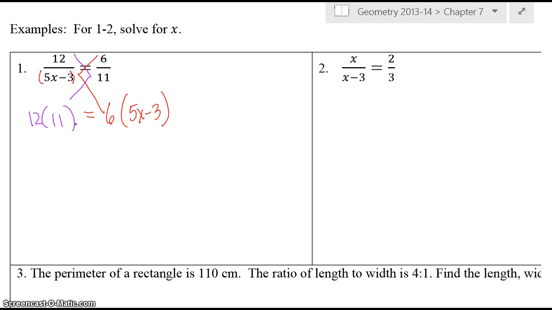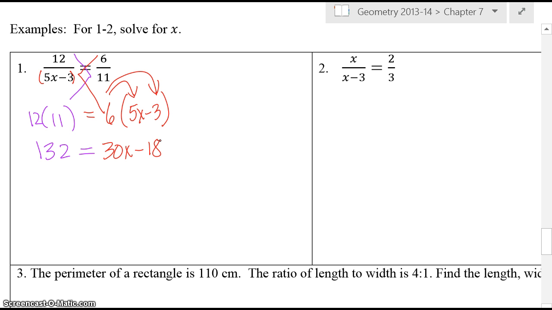Okay, somebody help me out. 12 times 11, what do we get? That's 11 times 11 is 121. So what would 12 times 11 be? 132. Equals. If we want to solve this, what do we need to do on the right side? Distribute. That's right. So we're going to get 6 times 5x is 30x. And 6 times negative 3 is negative 18.